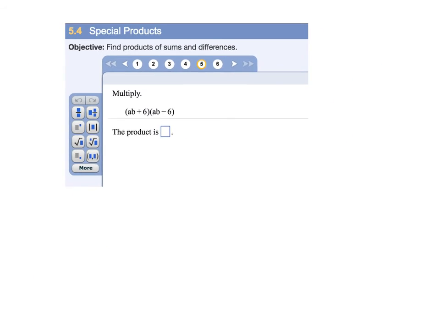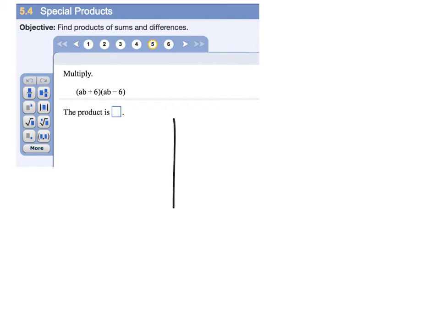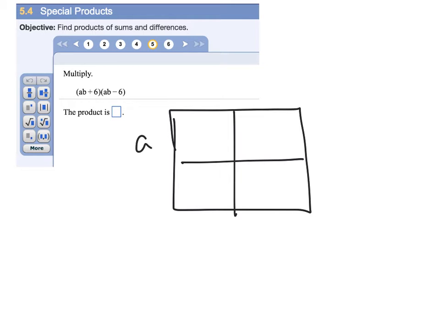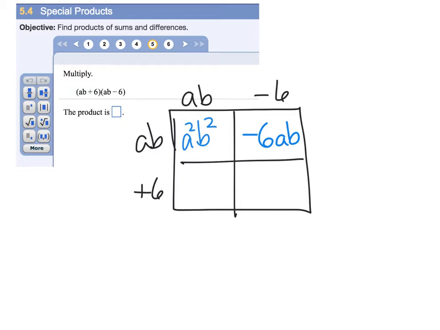All right, so again, we're going to draw our box, and it's going to be a 2 by 2 box. We've got AB plus 6, then we've got AB minus 6, and then we can just start multiplying. So AB times AB, right here, AB times AB, that's going to be A squared B squared. That's because A times A is A squared, B times B is B squared. Now right here, that's going to be negative 6AB. This is going to be positive 6AB. And this is going to be negative 36.